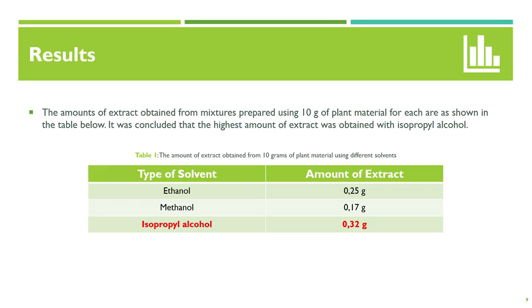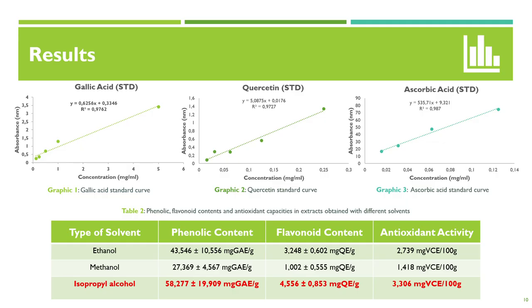The extraction procedure performed with 10 grams of plant material yielded powdered extract in the quantities shown in the table. The highest extraction yield was obtained using isopropanol as the solvent. Standard calibration curves were generated and calculations were made based on the absorbance values of the samples. According to these results, the isopropanol extract exhibited the highest total phenolic content, total flavonoid content, and antioxidant capacity, whereas the methanol extract showed the lowest values for these parameters.